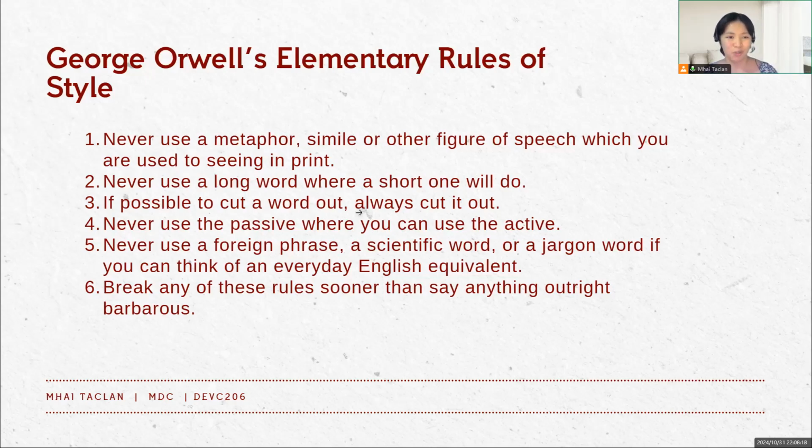Let's go back to George Orwell's Elementary Rules of Style. The first one is never use a metaphor, simile, or other figure of speech which you are used to seeing in print. Never use a long word where a short one will do. If it is possible to cut out a word, always cut it out. Never use the passive where you can use the active. Never use a foreign phrase, a scientific word, or a jargon word if you can think of an everyday English equivalent. Lastly, break any of these rules sooner than say anything outright barbarous.